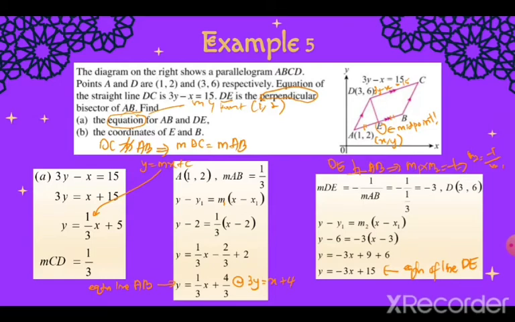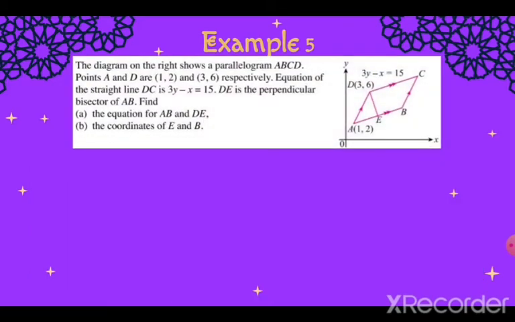Okay, let's look at part (b): the coordinates of E and B. Again, E is the midpoint. The midpoint formula is ((x1 + x2)/2, (y1 + y2)/2).